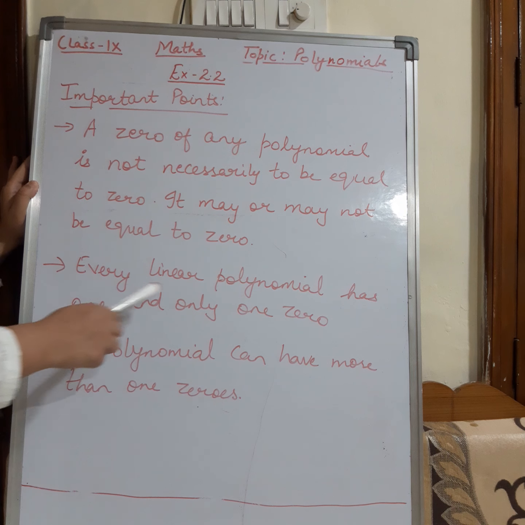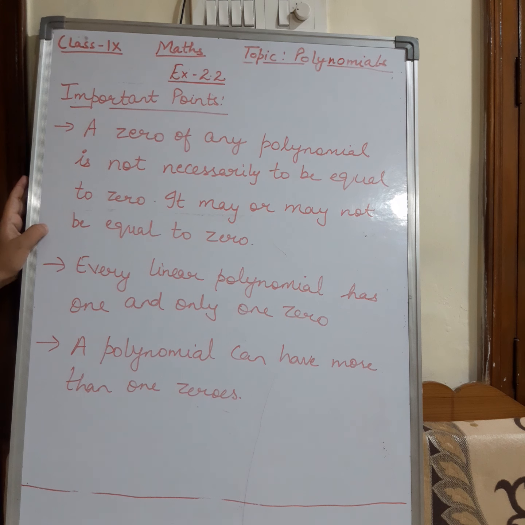Second thing, every linear polynomial. Now we have discussed the types of polynomial. Linear means the degree of the polynomial should be 1. So if it is a linear polynomial, it will have only one zero. And the last point is a polynomial can have more than one zero. If it is not a linear polynomial, then it will have more than one zero. So this all was about exercise 2.2.